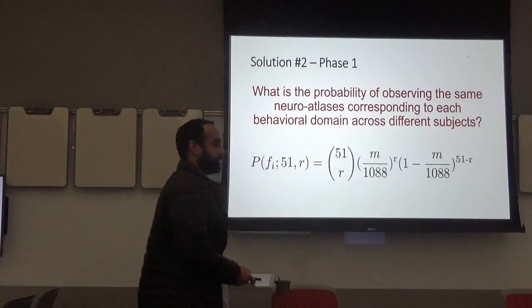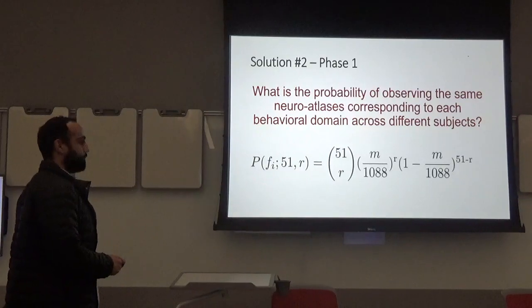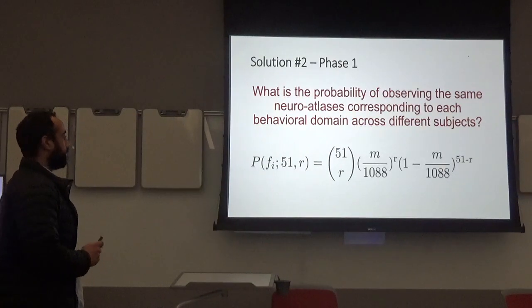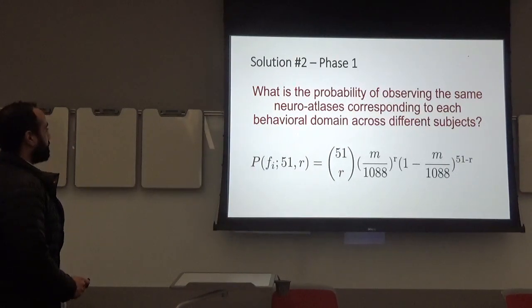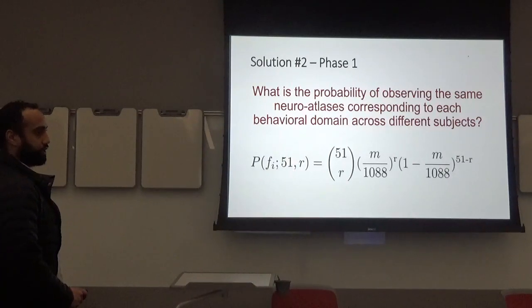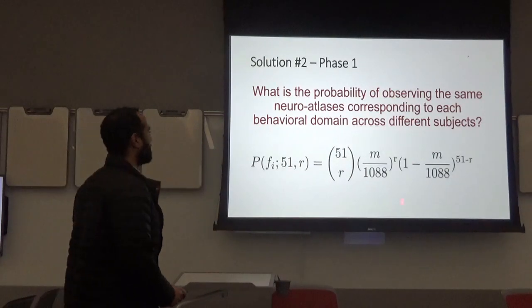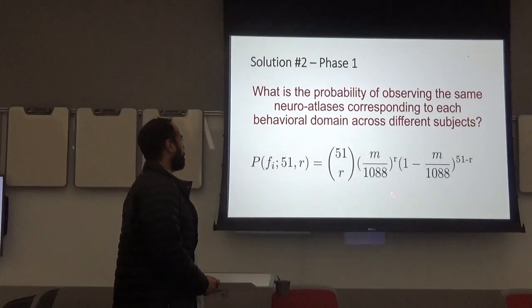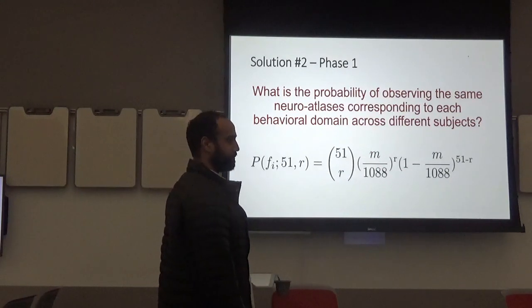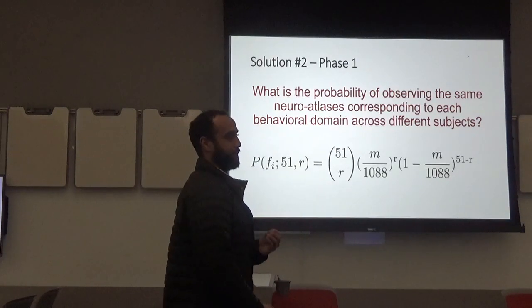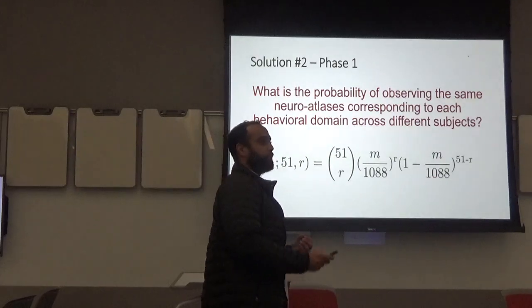So the question was, this is the p-value of each feature, and the question is, if you have seen this specific feature, this R many times over the 51 experiments, what's the probability of this happening given that you have selected a set of M size out of the 1,088 features? So this equation answers this. And then you get a probability for the chance of this happening. And this probability, you just compare it to your alpha level.